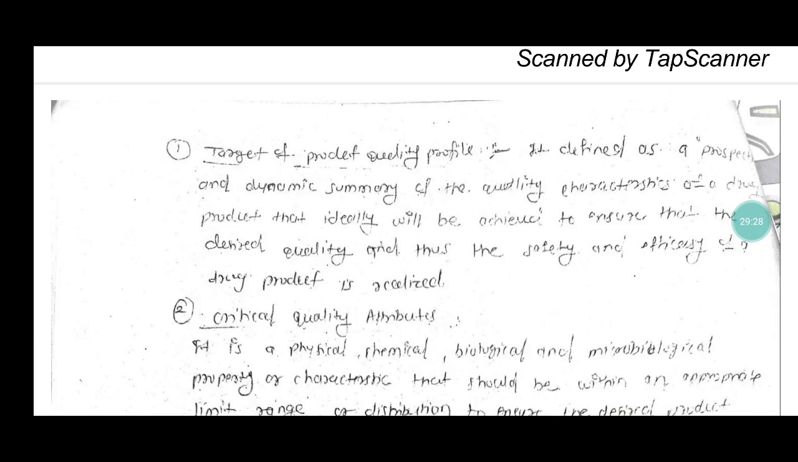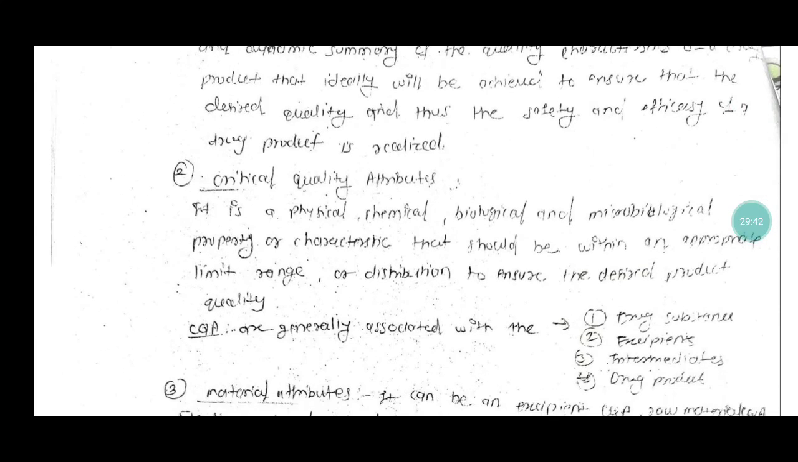So it is defined as a prospective and dynamic summary of the quality characteristics of the drug product, which ideally will be achieved to ensure the desired quality and thus the safety and the efficacy of the drug product is received. And critical quality attributes, where it is a physical, chemical, biological and microbiological property or characteristic that should be within the appropriate limit, range or distribution to ensure the desired product quality.